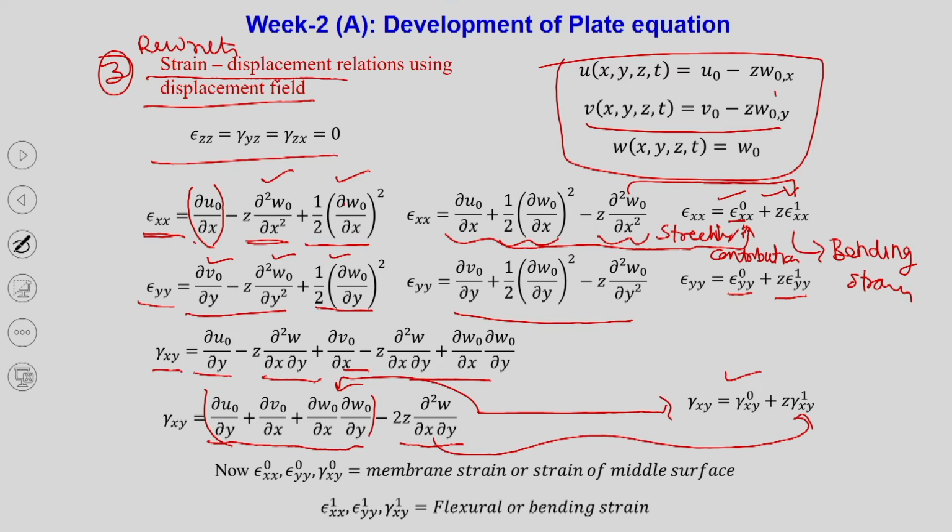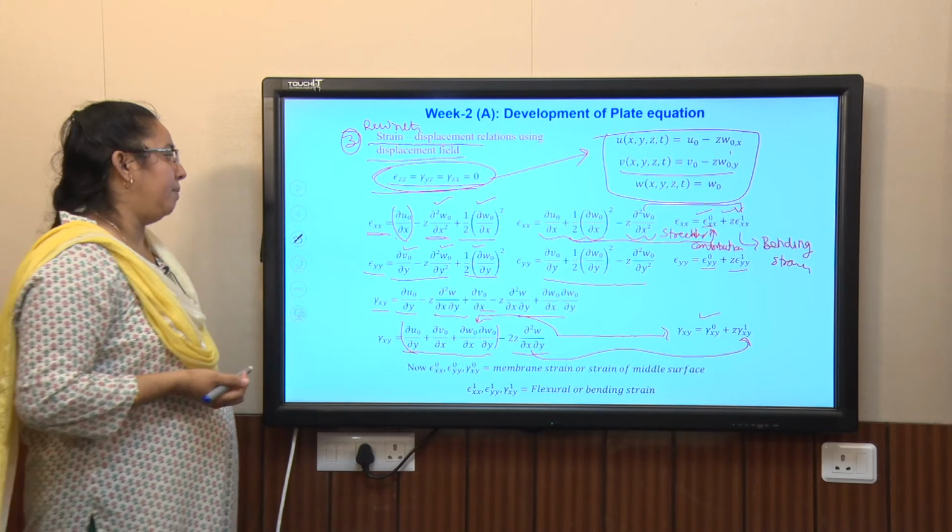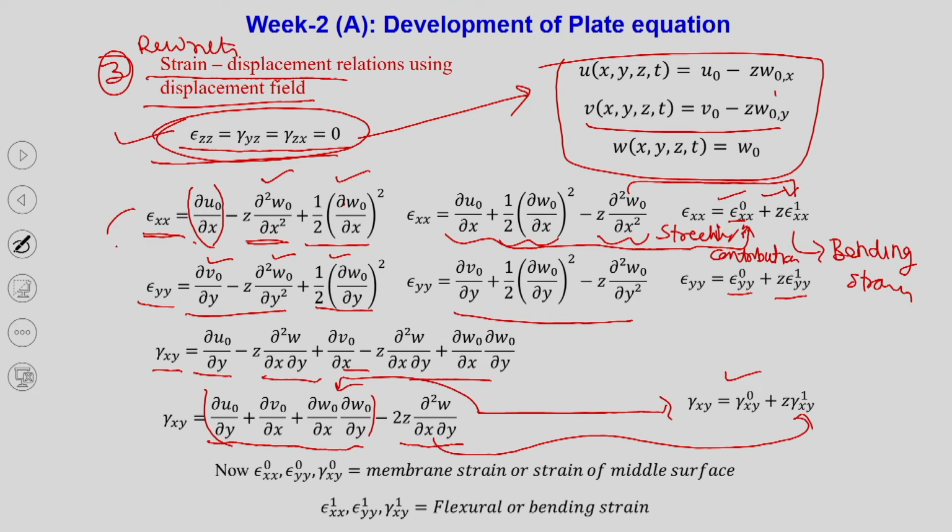Based on these assumptions, we have developed this. Again you can verify also. If you substitute these things, our three strain components epsilon zz, gamma yz and gamma zx will be 0. So we have only 3 non-zero strain components.